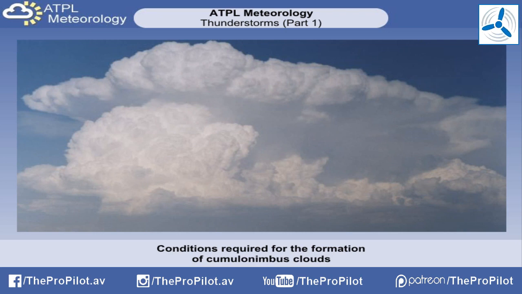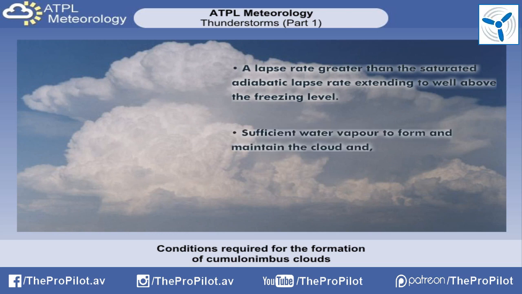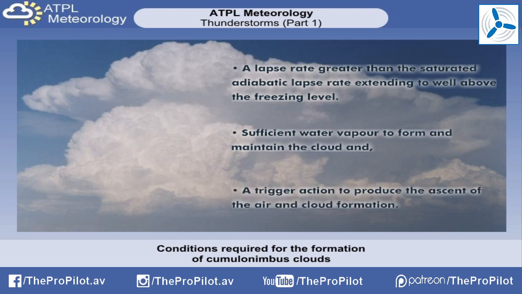Well-developed cumulonimbus clouds are required for thunderstorms, but the occurrence of a thunderstorm is most likely when the following criteria are met. A lapse rate greater than the saturated adiabatic lapse rate extending to well above the freezing level, sufficient water vapour to form and maintain the cloud, and a trigger action to produce the ascent of the air and cloud formation.